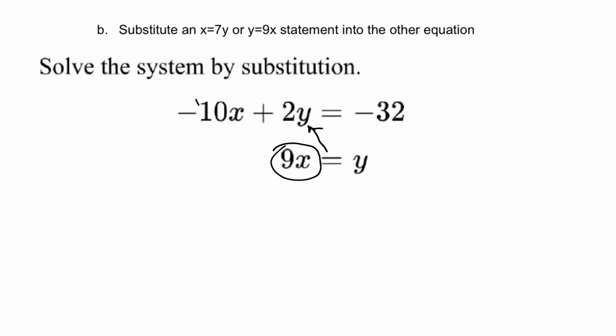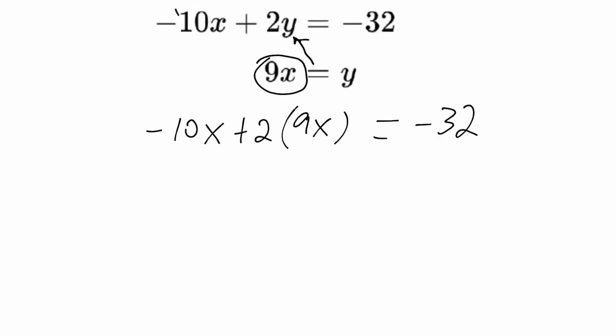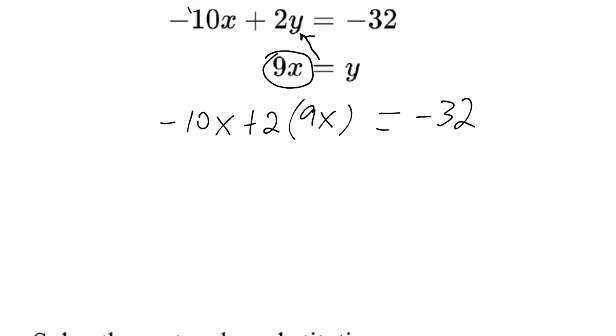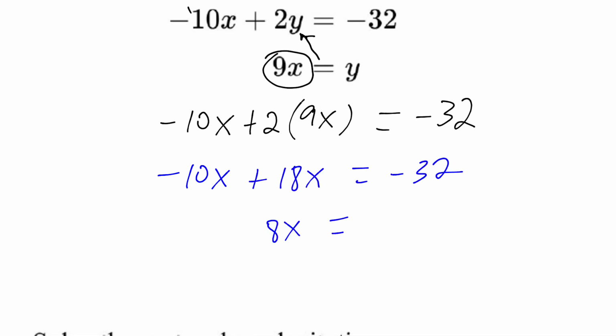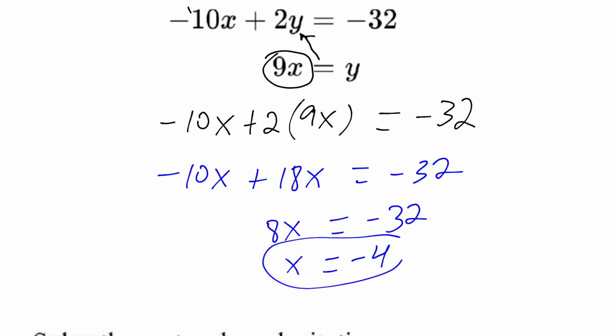So I'm going to replace it with 9x. So if I rewrite negative 10x plus 2 is equal to negative 32, instead of putting a y there, I'm going to put a 9x there. Then I solve like we did previously in the course. First we multiply, then we combine like terms, then we divide to find that x is negative 4.